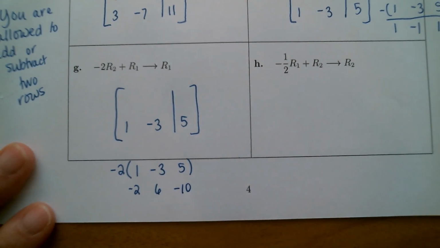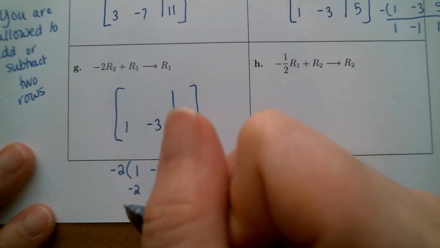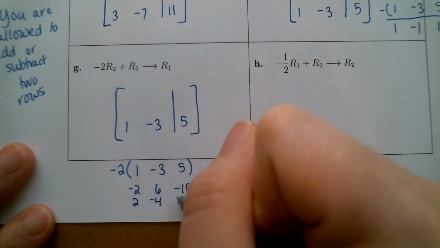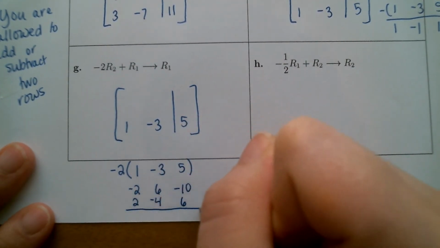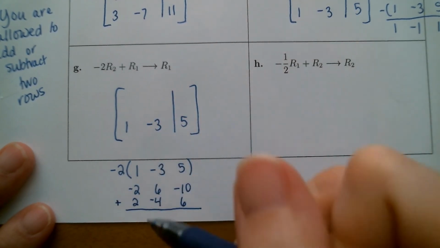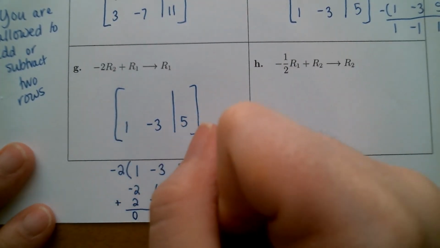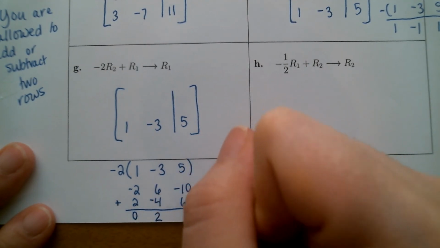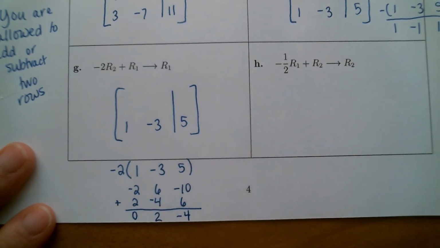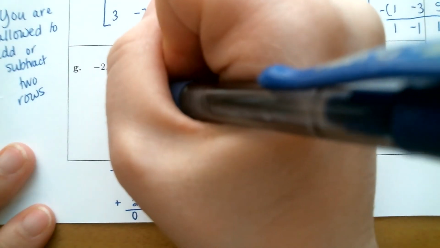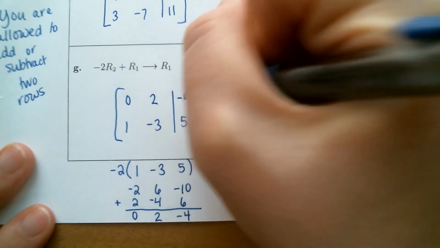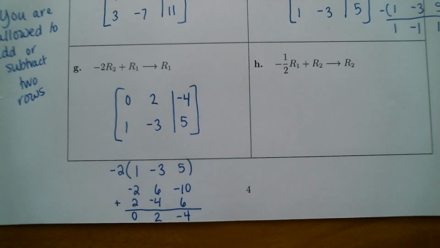Add it back to row 1. Row 1 is 2, -4, 6. If I add, -2 plus 2 is 0. 6 plus -4 is +2. -10 plus 6 is -4. So that's going to become the new first row. I hope this is making sense to you.